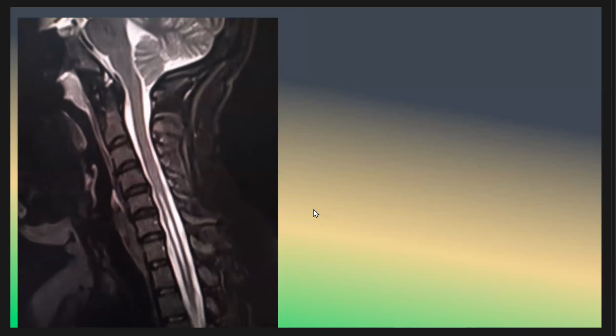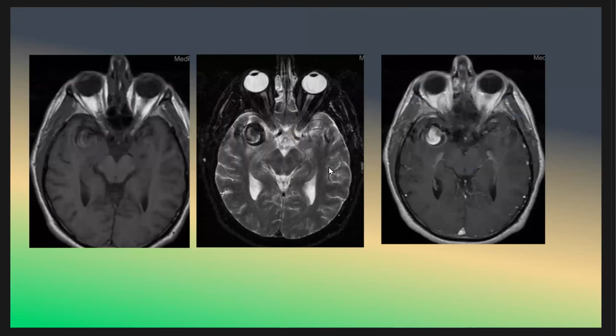What do you think the patient has? This patient has Arnold-Chiari malformation and syrinx.